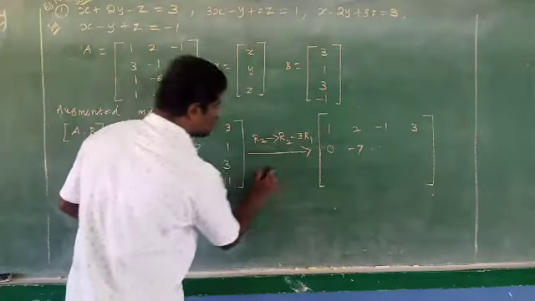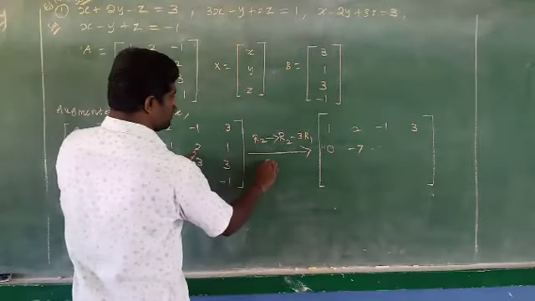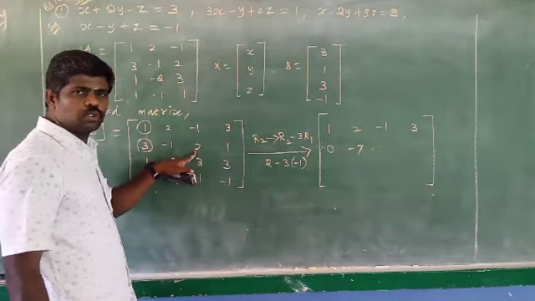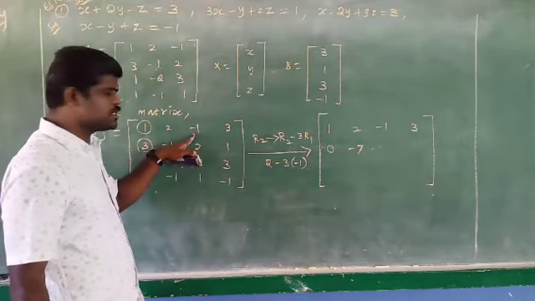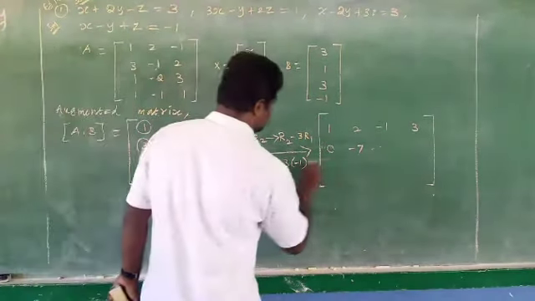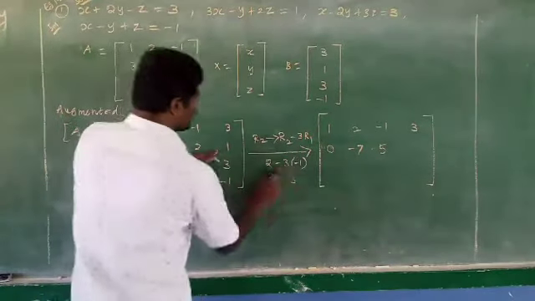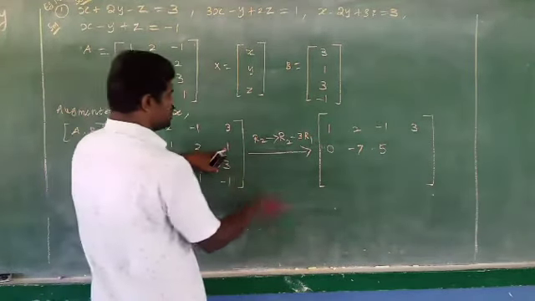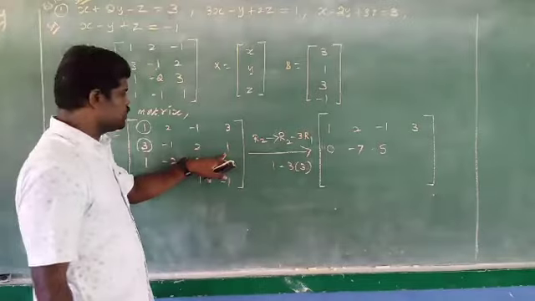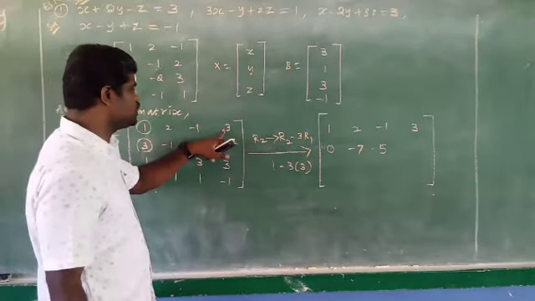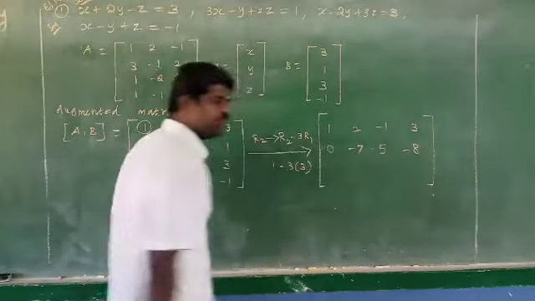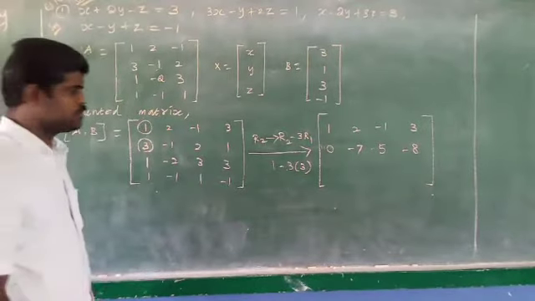We have to do the rough work. And this one, R2 is 2 minus 3 into R1 is minus 1. R2 is 2 minus 3 into minus 1. So 2 plus 3. So what is the value? 5. And another one. R2 is 1 minus 3 into 3. So minus 9 plus 1, minus 8. Okay? Right.